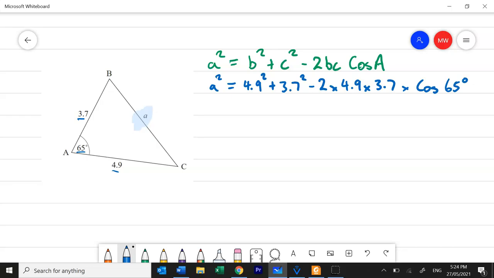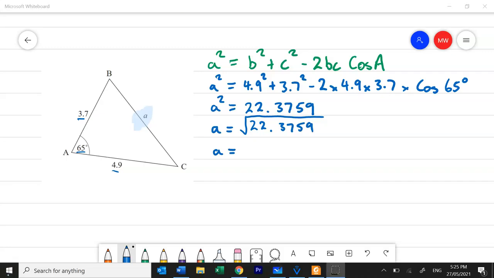And then we turn to our trusty calculator, which gives us 22.3759. But we don't want a squared, we want a. So we know that we're looking for the square root of 22.3759. So a is 4.73 if we round it to 2 decimal places.